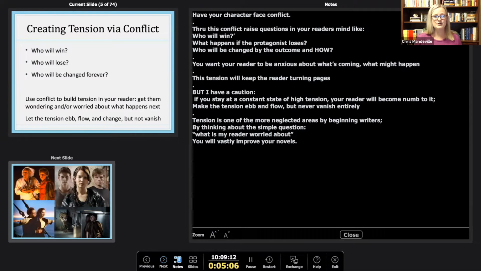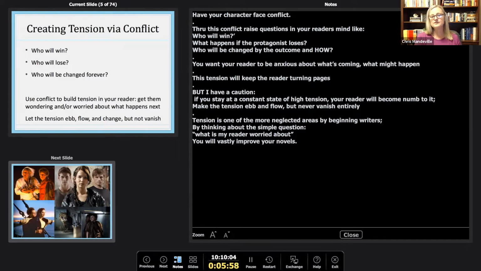I do have a little caution for you about tension. If you keep your story at a constant high level of tension, your readers will eventually become numb to that to some degree, and it will not be as effective to keep them turning pages and keep them engaged. So you want to have your tension ebb and flow throughout the book by having your character solve problems and win, have a good outcome to the conflict, and mix that in with having them not solve problems and not win, and raise the tension and lower the tension, but never have it vanish entirely. You want to keep some tension on that string that keeps your reader going from the beginning of the book to the end of the book.